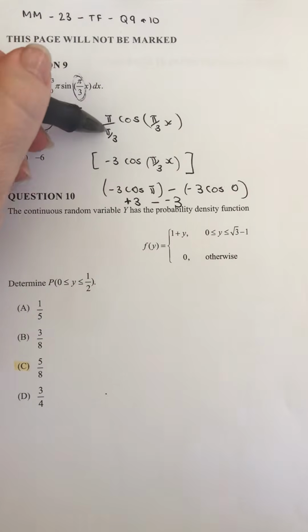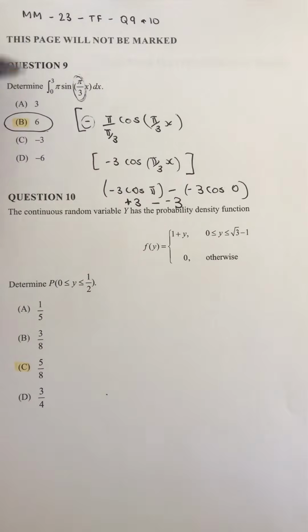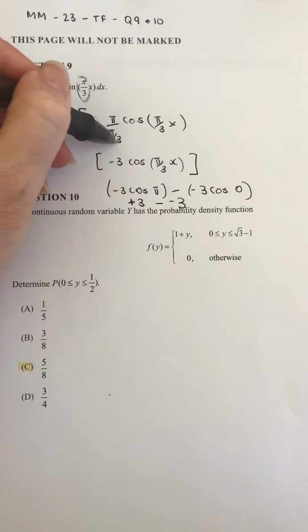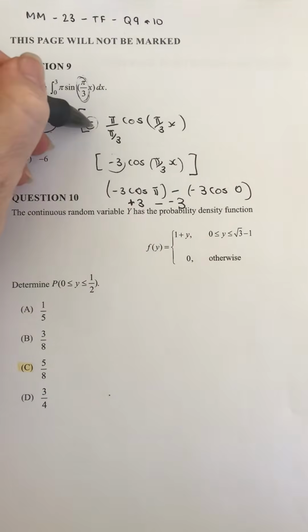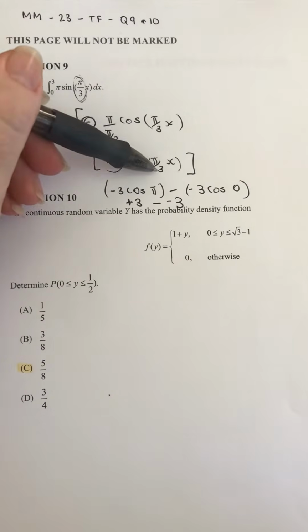So we've got our negative pi on 3, our sine goes to cos, and it becomes a negative, and our pi on 3x stays the same. So then when we've got pi divided by pi on 3, that's the same as negative 3, because we've got a negative there. Negative 3 cos pi on 3x.